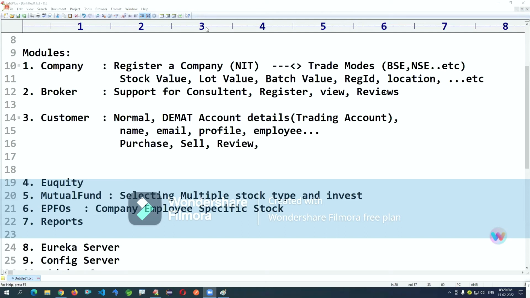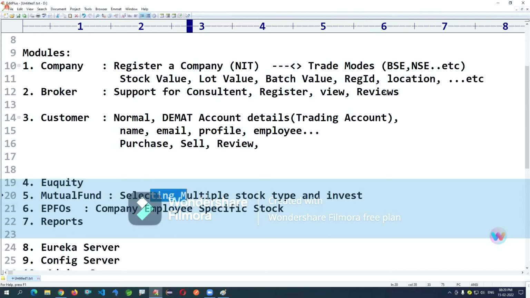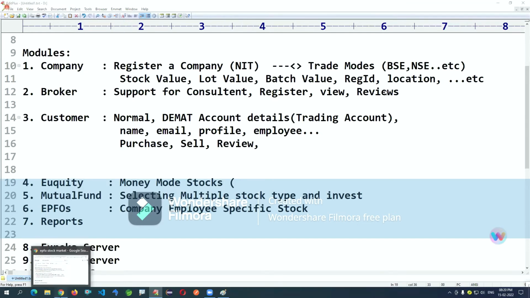Lots, in terms of shares, how generally shares are calculated into lots and batches, I'll explain the functionality. Sure, not to worry. Selecting multiple stock types and investing, equity funds will be there. These are different types of stocks. We can call them money mode stocks. This is a type of stock market where they don't directly involve shares. They'll purchase something like sovereign bonds, gold bonds.